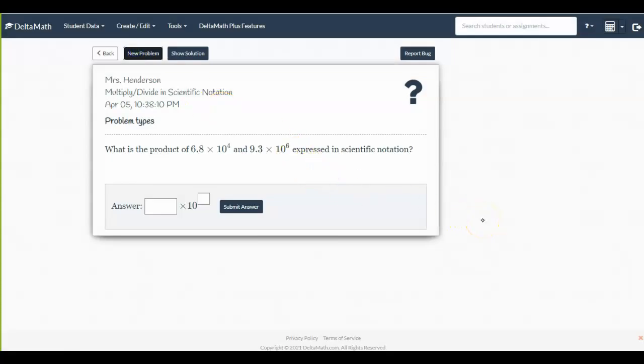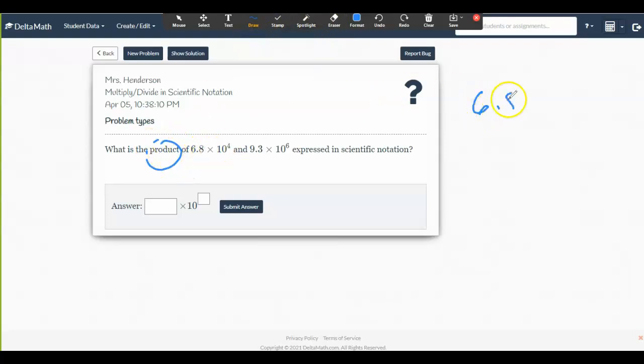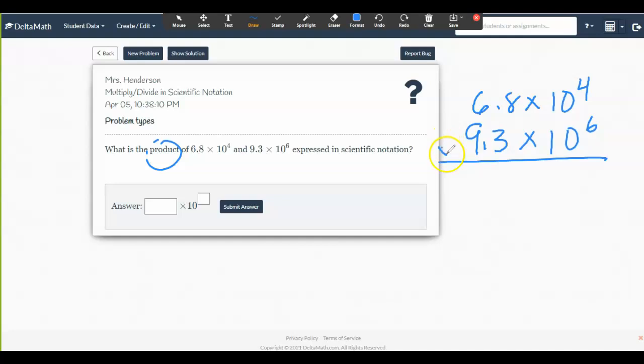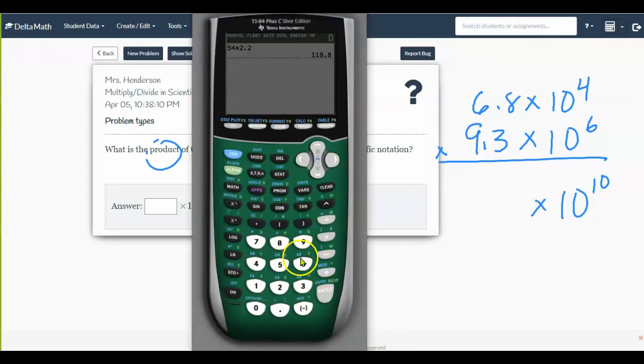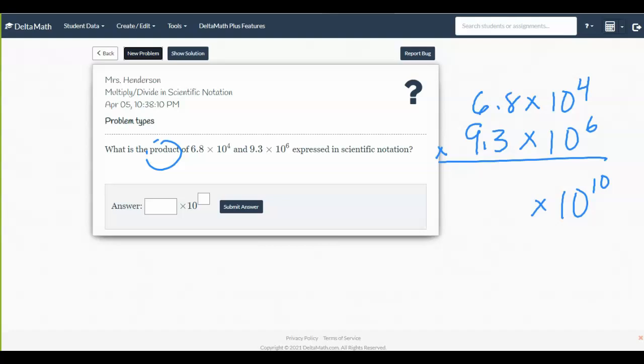A product. Right, a product is when you multiply. So I'm going to multiply 6.8 times 10 to the 4th and 9.3 times 10 to the 6th. That's going to give me 10 to the 10th. And let's get our new coefficient. 6.8 times 9.3. 63.24.